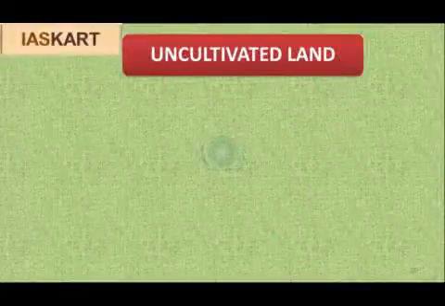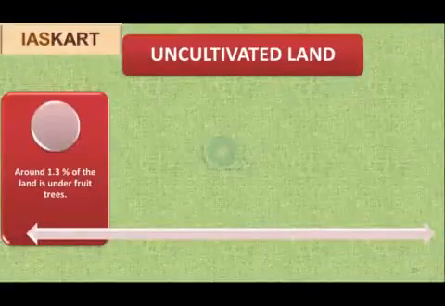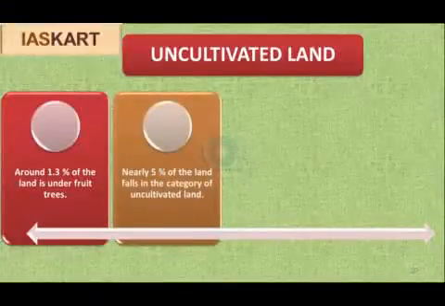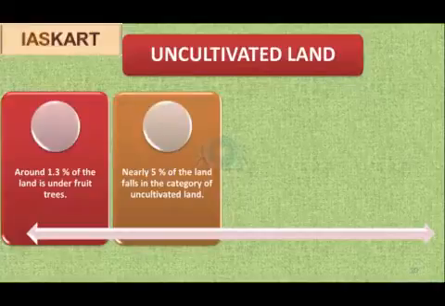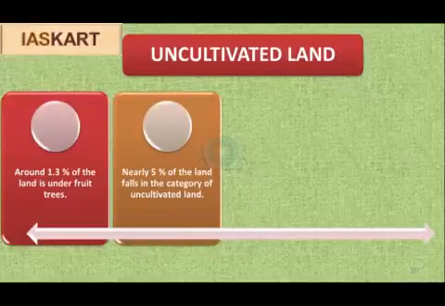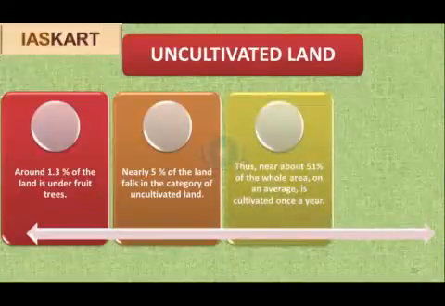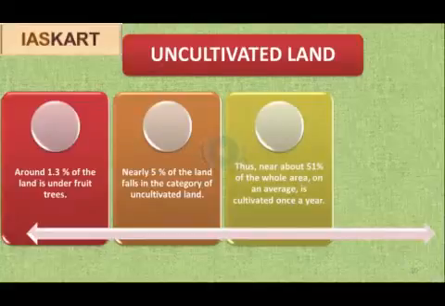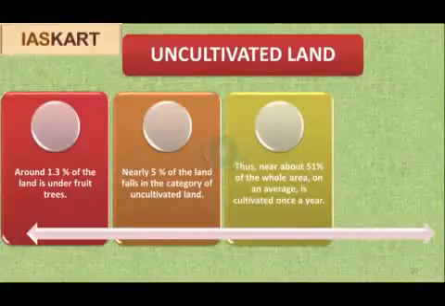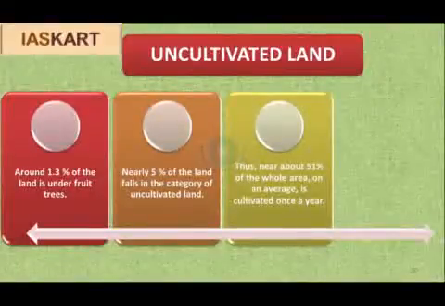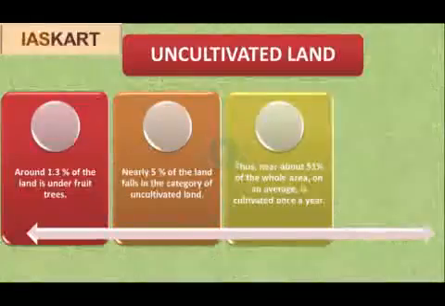Now, according to the available land use statistics, around 1.3% of the land use is said to be under fruit trees, and 5% of the land falls in the category of uncultivated land. That means land which is cultivated once in every 2 to 3 years. Thus, nearly about 51% of the whole area on an average is cultivated once a year. The cultivated lands are subsidiary lands, and they are kept so as to re-establish their richness. Its use depends on high quality and timely rains also.